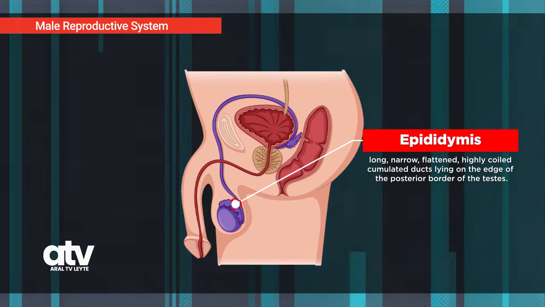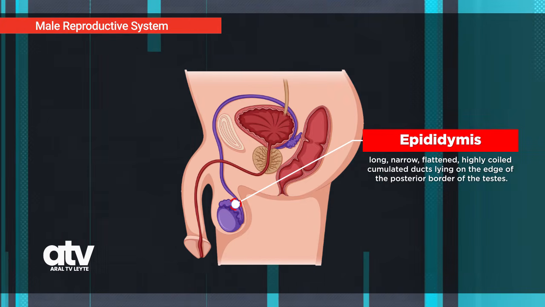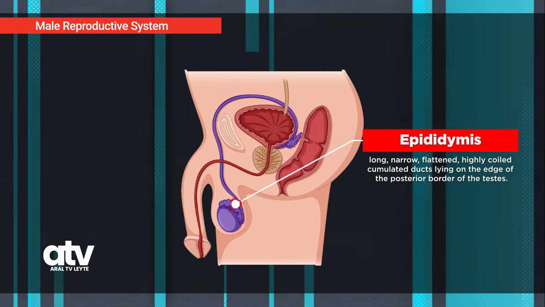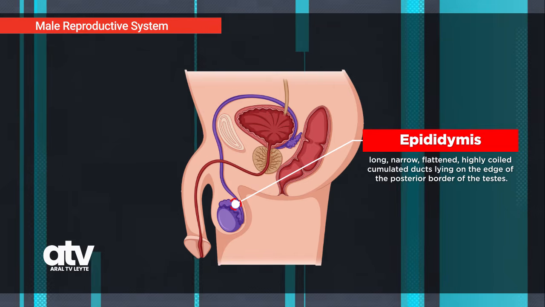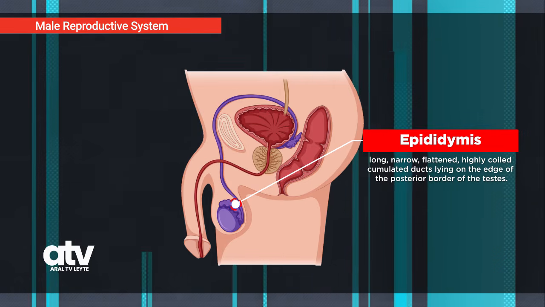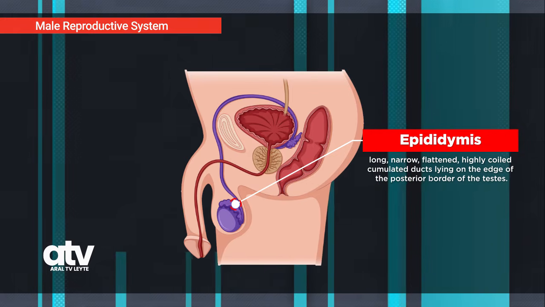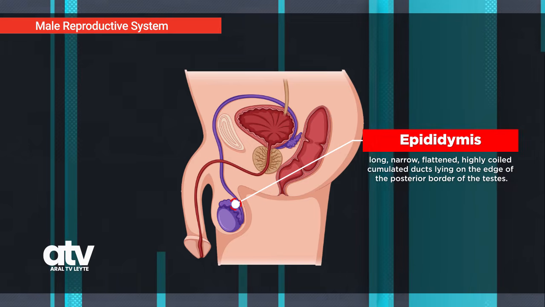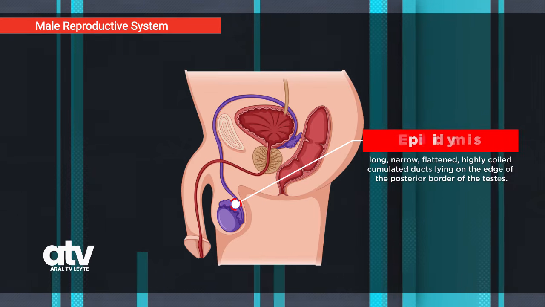Epididymis. Long, narrow, flattened, highly coiled ducts lying on the edge of the posterior border of the testis. It stores mature sperm and serves as the site where the sperm cells gain the ability to move, which is necessary for fertilization.